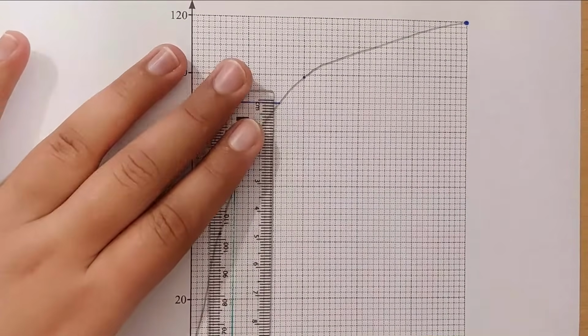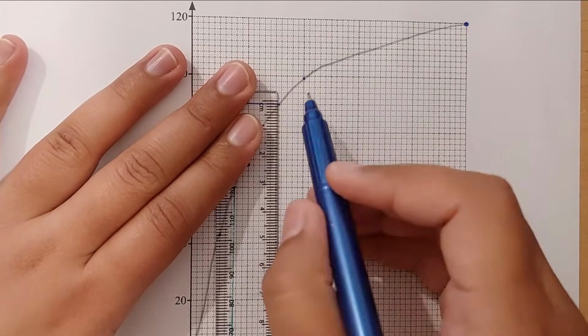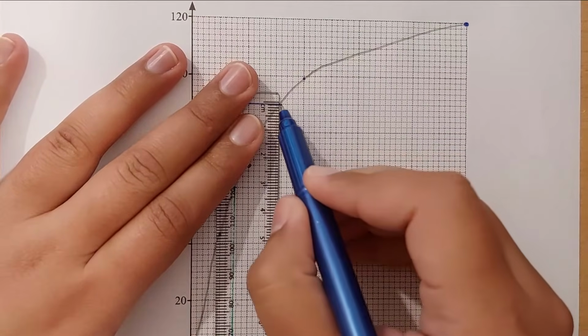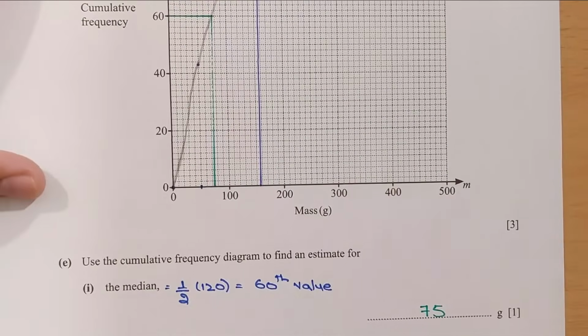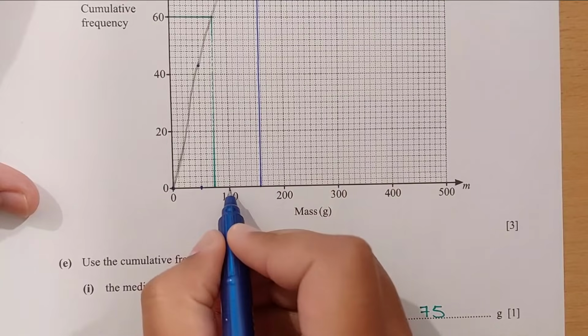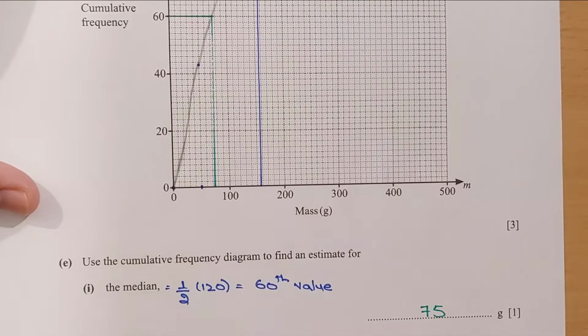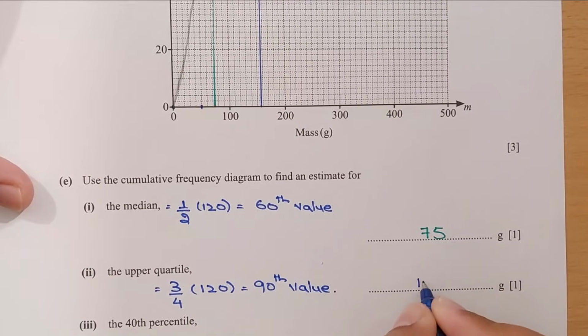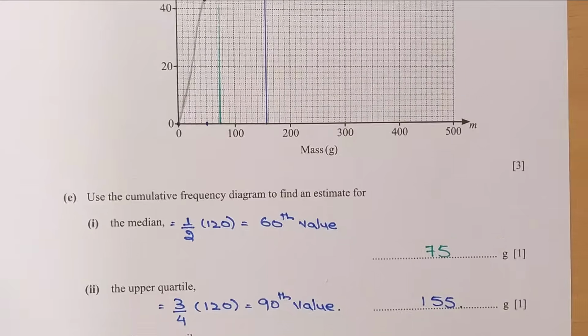So going back to the curve, in my case this is equal to 100, 10, 20, 30, 40, 50. This is 155 in my case. This is 155 grams. It varies, it depends on the curve.